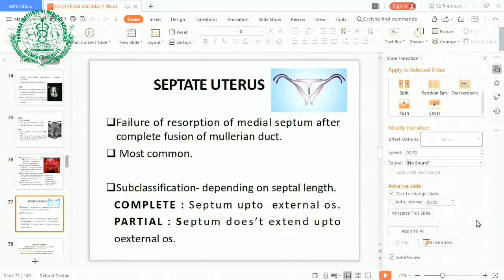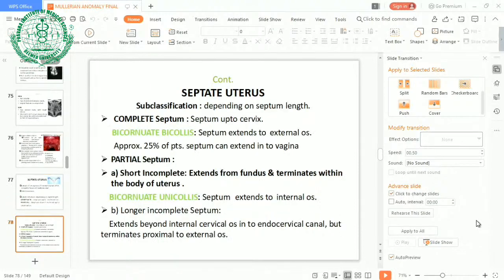Septate uterus: failure of resorption of the medial septum after complete fusion of the Mullerian ducts. It is the most common. Subclassification depends on the septal length. Complete, that is septum up to the external os. Partial, septum doesn't extend up to the external os.